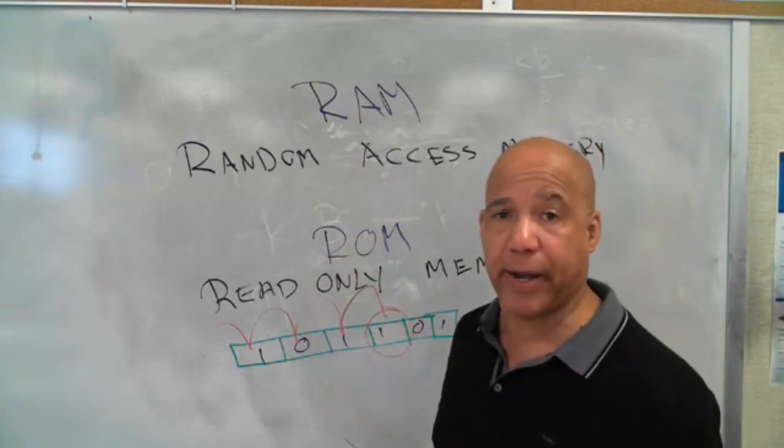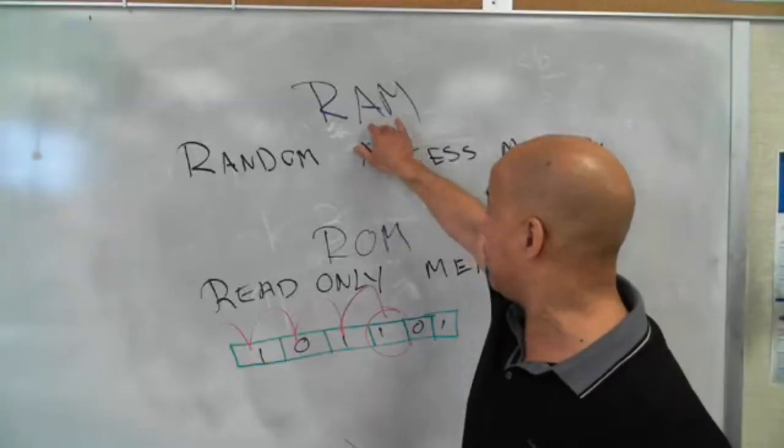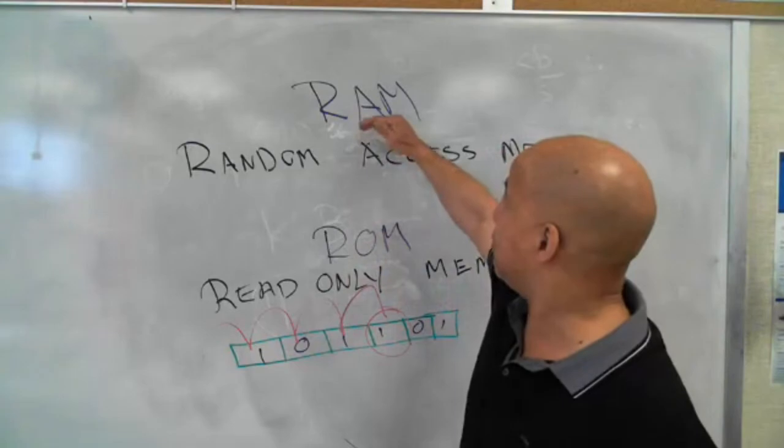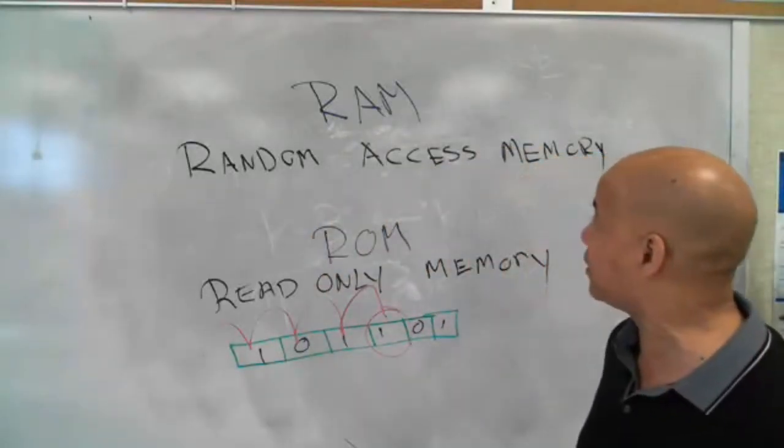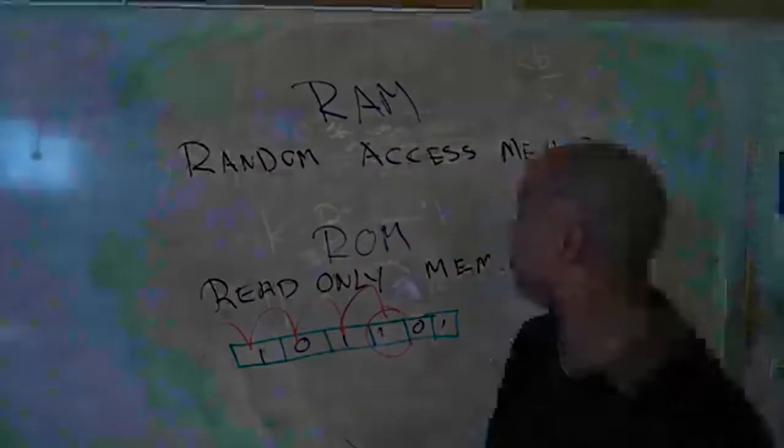This is like the horse and buggy. But you do want to remember that RAM is volatile, ROM is non-volatile. Volatile has to have power connected to maintain the contents of the memory. ROM is non-volatile. You can remove power.